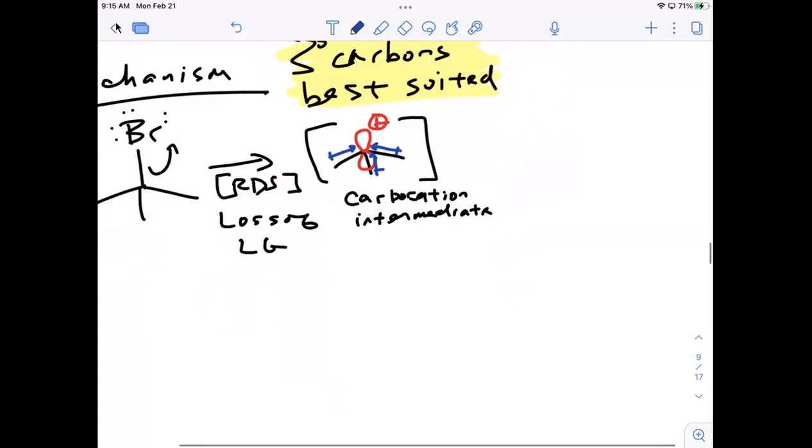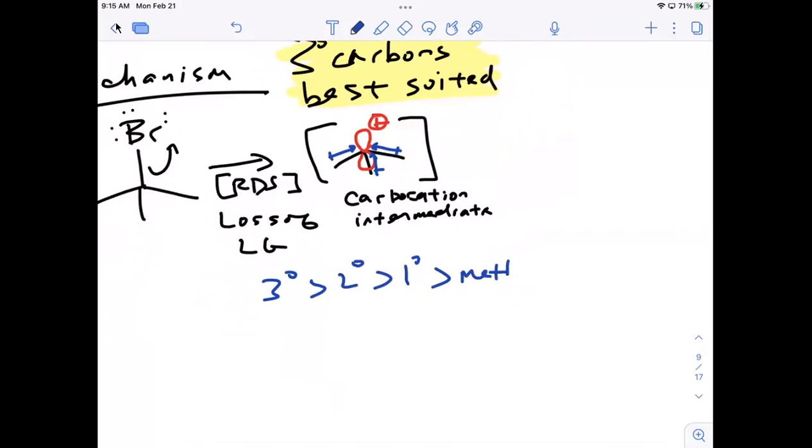Remember the trend. Tertiary is more stable than secondary, more stable than primary, which is more stable than methyl. This is for carbocations. So tertiary is going to be your most stable. And then sprinkled in between tertiary and secondary, you'll have allylic carbocations that can do resonance and things like that. But yeah, the tertiary is the best suited because that carbocation that you make is the most stable.